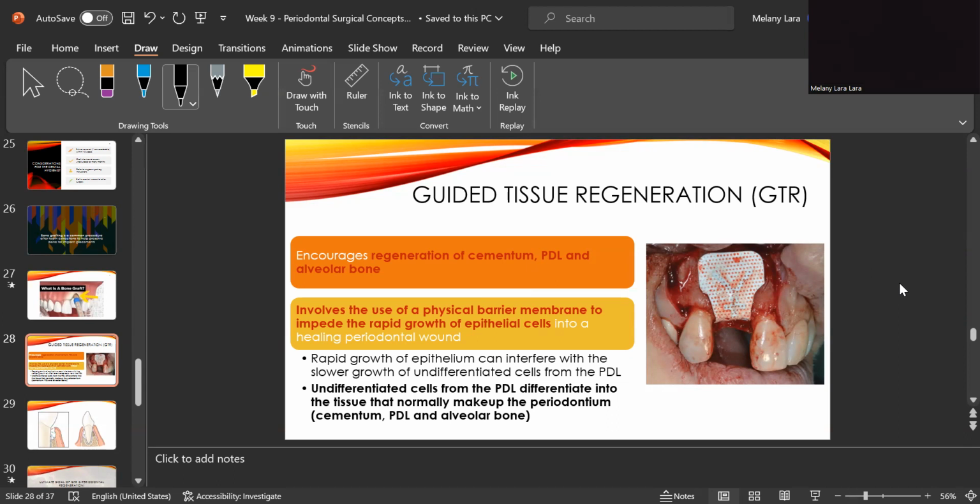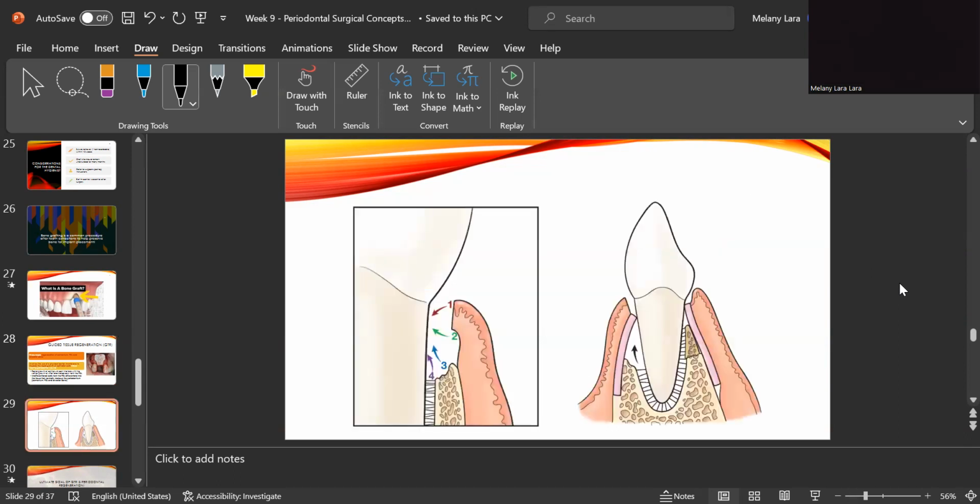Okay. All right, so here's a good little diagram to give you a good visual. Here we have epithelium, connective tissue, bone, and PDL, all trying to win the race.